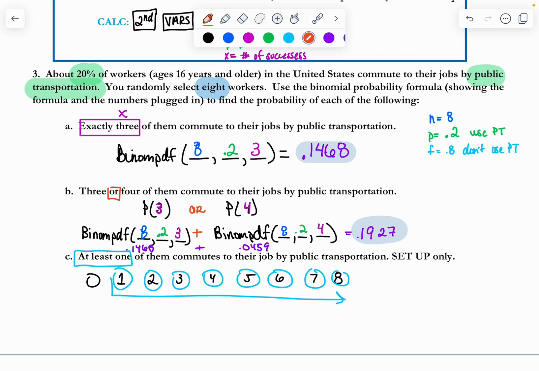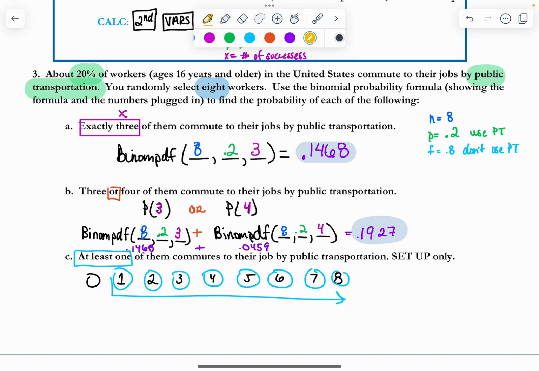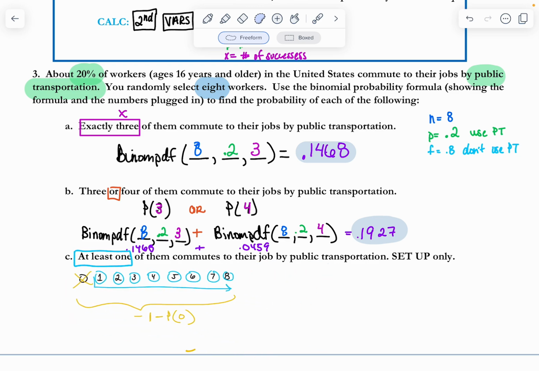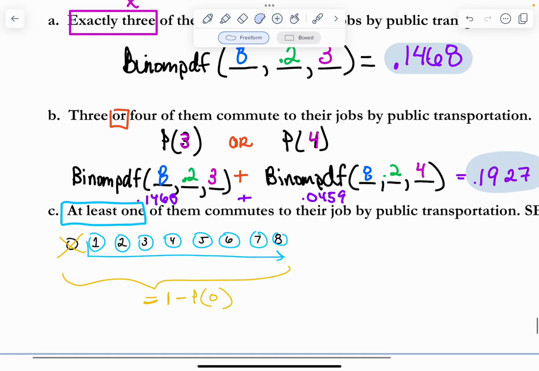What if we looked at this and said, the probability of all of these together should equal 1. The probability of all those together should equal 1. So if we eliminate or subtract away the probability that 0 of them said yes, then doesn't that leave this probability that they're asking us for? And so this is the idea we're going to use. I think this would be way faster to calculate versus adding together all 8 of those. So that's what I'm going to do.